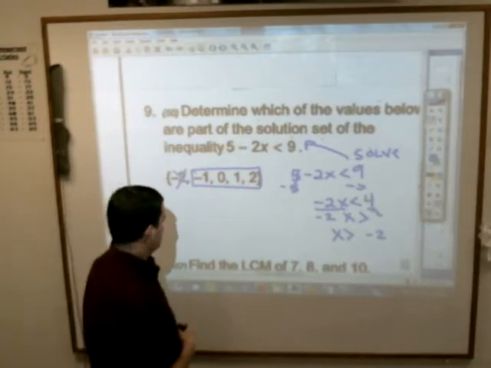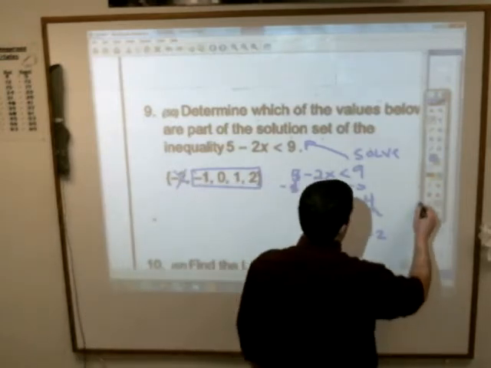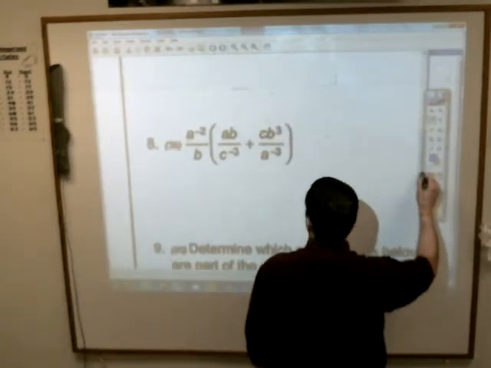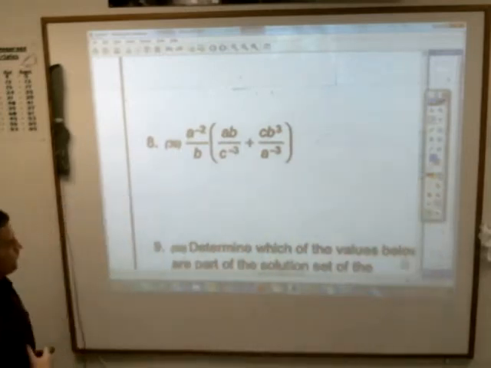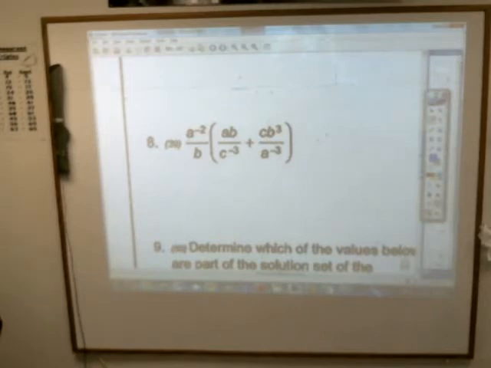Gwen, number 8. First step to doing number 8 is what? What did I tell you is probably a good idea to do for number 8? Steph? Put everything all the same level.